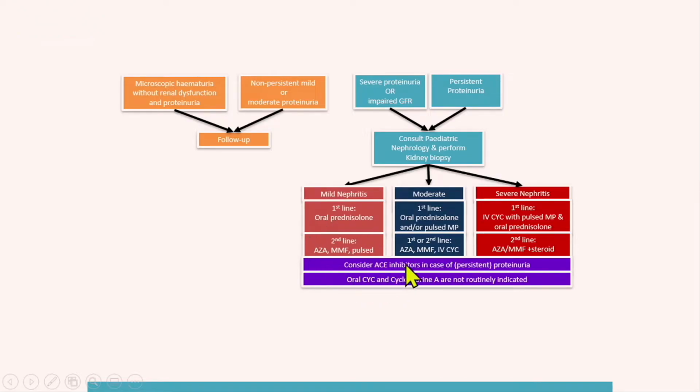Now, if the patient has mild nephritis, the first line will be oral prednisolone with second-line agents, including some antiproliferatives. Moderate would be either prednisolone or Pulse MP. Second line, also these drugs. But for severe ones, patients will be managed with IV cyclophosphamide with Pulse MP and all that.